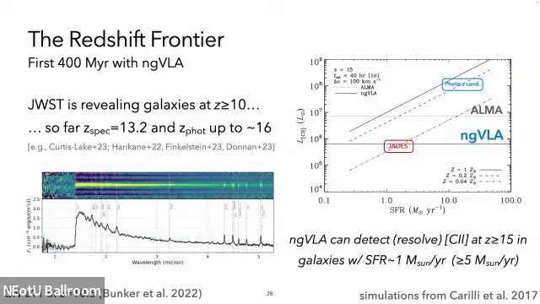And there are actually spectroscopic confirmations beyond this, with I think the current record holder being redshift 13.2, but there are photometric redshift candidates going out to about redshift of 16 or so. Now, with the NGVLA, if these massive galaxies exist beyond the redshift of 15, it will actually have the capabilities to detect them in C++.